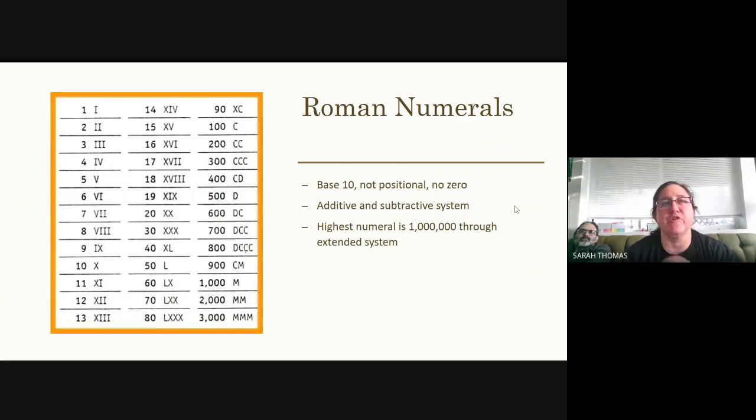Anytime you have in Roman numerals a lesser value symbol coming before a higher value symbol, it's a subtraction. Anytime they're in order, it's an addition. So it is both an additive and subtractive system. The highest numeral you can get in Roman numerals, and this is another disadvantage of Roman numerals, is 1,000,000. That's the highest you can get, and only with an extended Roman numeral system.